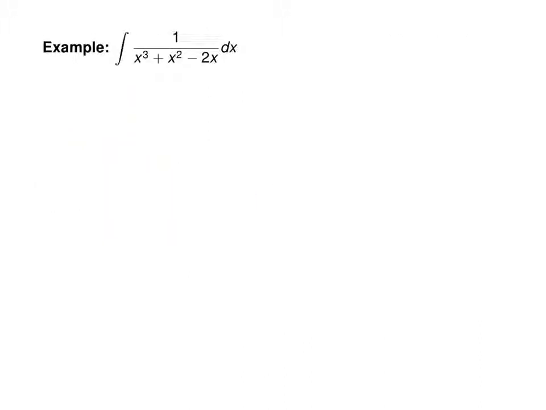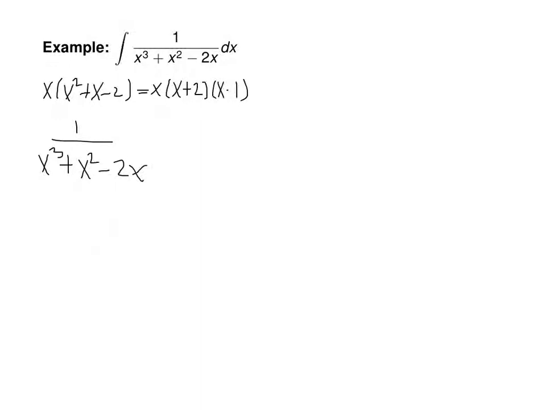Because these are so tedious, we're only going to do one of them. So first, let's factor the denominator. That's x times (x squared plus x minus 2), which is x times (x plus 2) times (x minus 1). So what we have is that 1 over (x cubed plus x squared minus 2x) must have come from some a over x plus b over (x plus 2) plus c over (x minus 1).